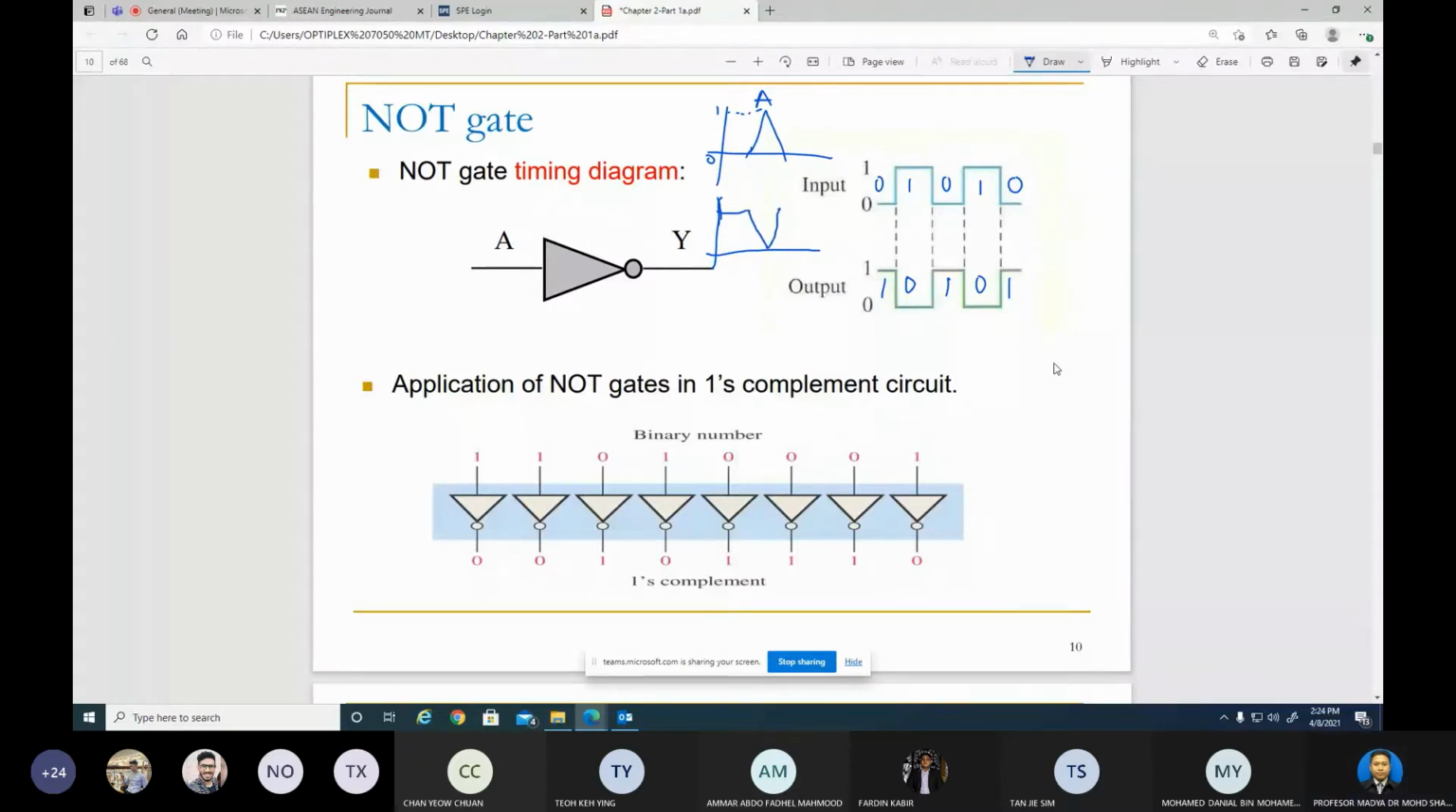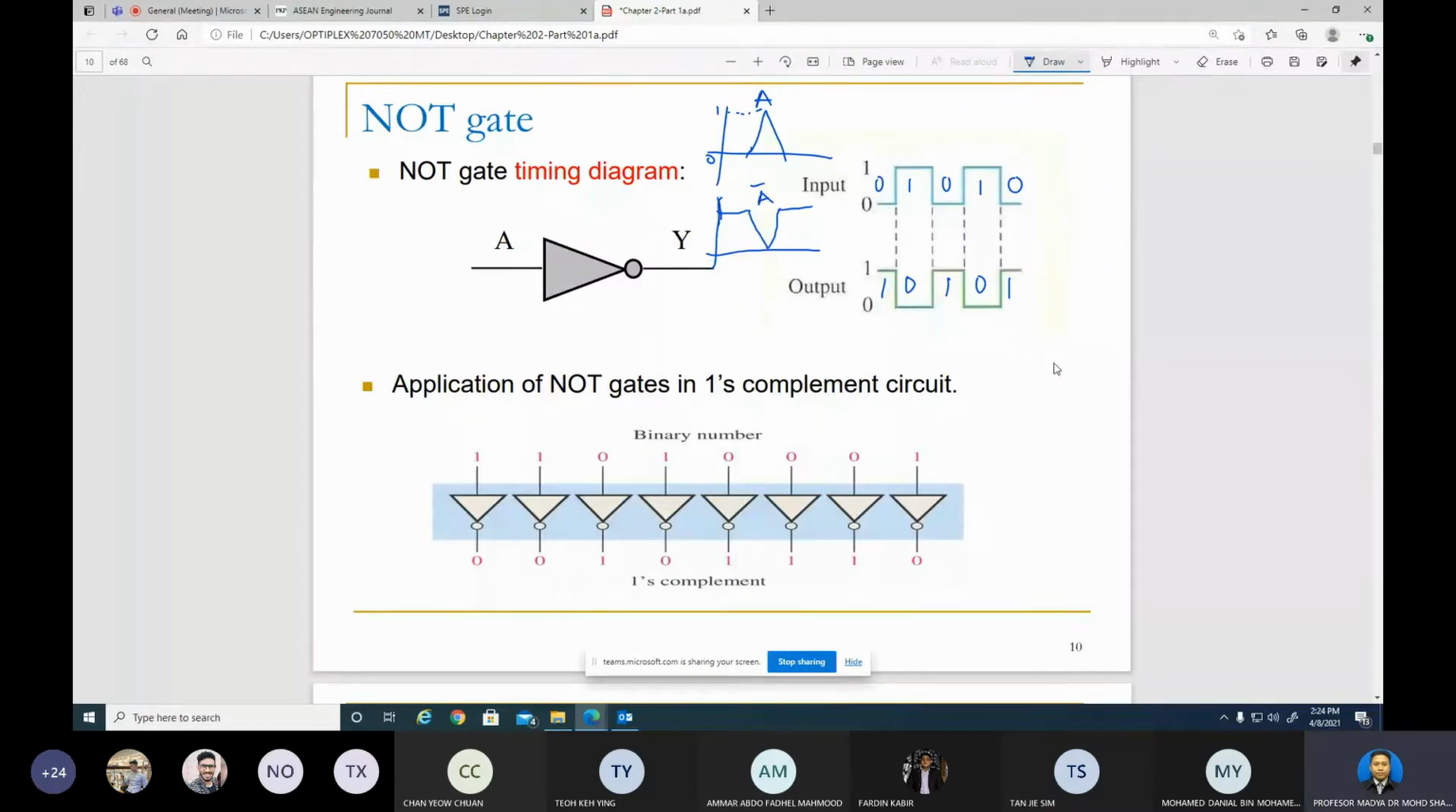Alright. Okay, so this one we call the A bar or complement of A. That means we invert the input. This input is 0, so the inverted output will be 1. That's why we get 1 here. This one will be like this. For example, this is the graphical timing diagram in digital electronics. So this is an example of the diagram.